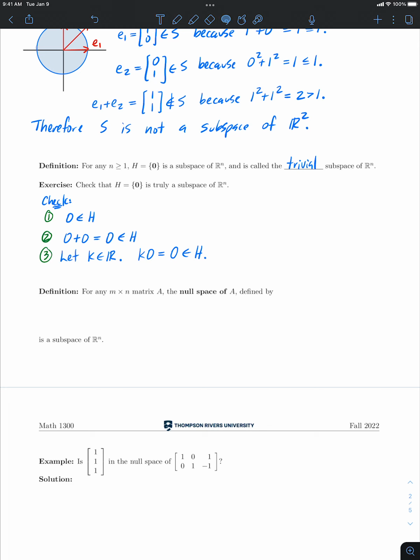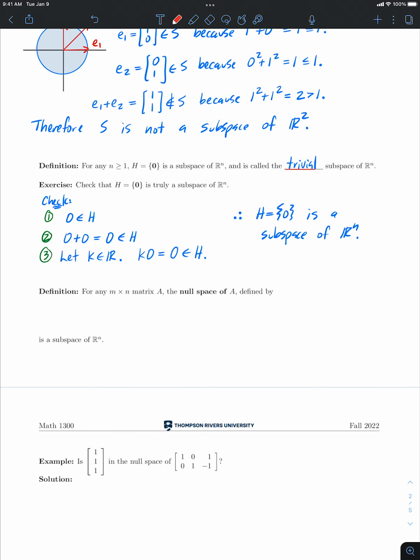Okay, so this subset containing just the zero vector satisfies condition 1 because it contains a zero vector. It's closed under addition, and it's closed under scalar multiplication. So it satisfies all 3 of the conditions. So we can say, therefore, H is a subspace of Rn. So that's a subspace that you always have, and it's called the trivial subspace.